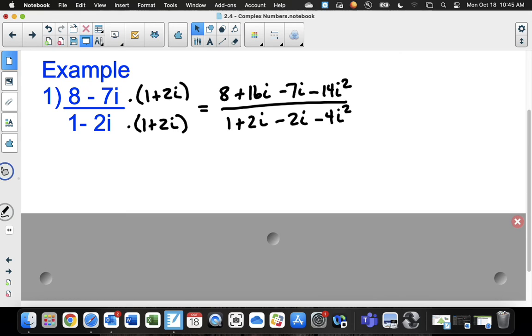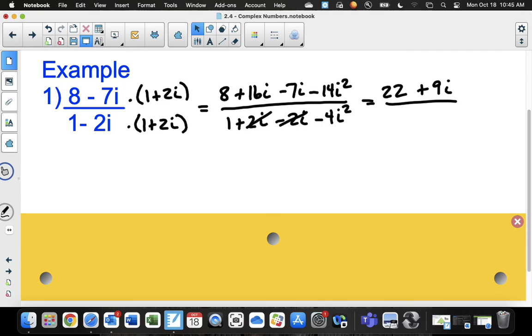All right, let's clean this up just a little bit. If we go through, negative 14i squared is really just what? Positive 14. Plus the 8 that's already there gives you 22. You've got 16i minus 7i. That gives you a positive 9i. Over, the two i's cancel each other out again, as they should. When you multiply by the conjugate, the middle term should go away. And again, negative 4i squared is really just a plus 4. Plus the one that's already there, we end up with 5.